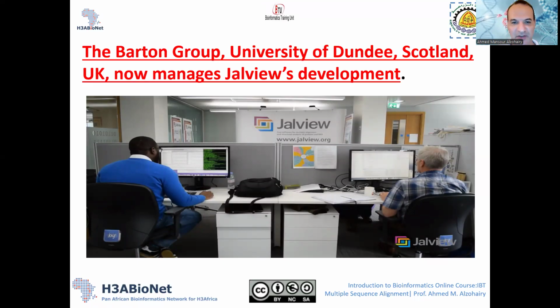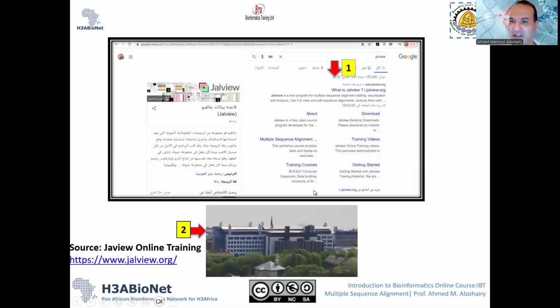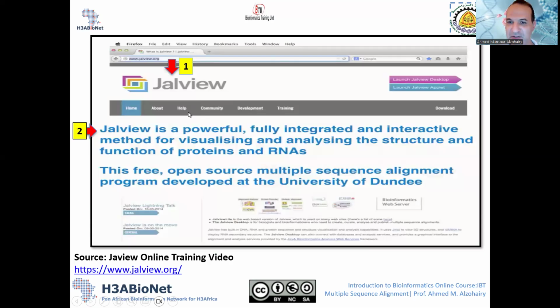They are the ones responsible now for developing Jalview, and every year they add more features to it. Every now and then we can see new tools in Jalview that can be used in bioinformatics. Of course, you can read more about it in the history of Jalview on the website. To get to Jalview, you can just go to Google and write Jalview, and you can see this page, and you can launch Jalview on your desktop or use the Jalview applet.